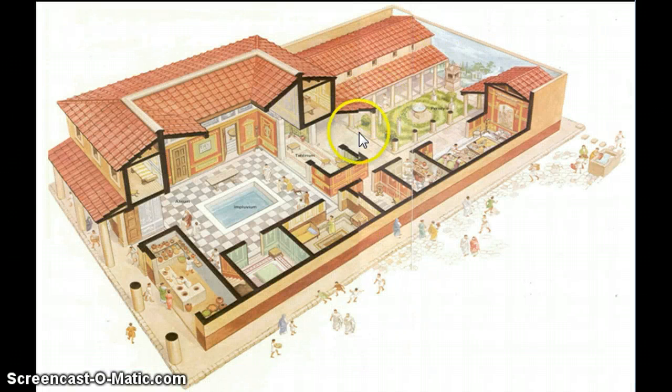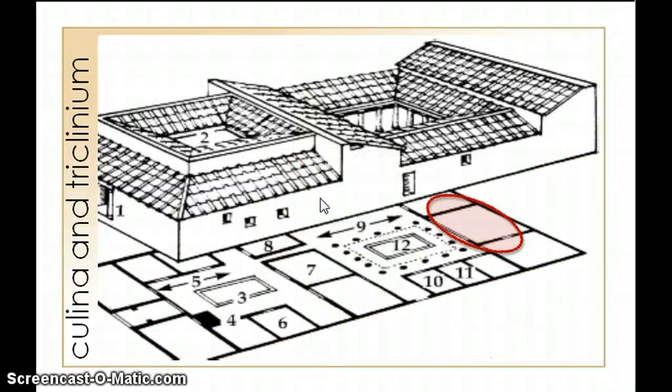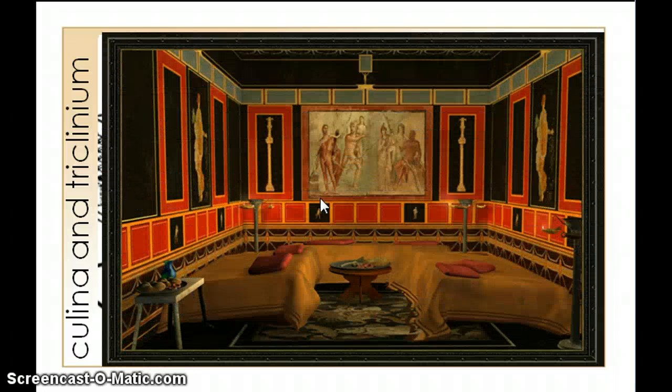So here's a nice picture of the hortus. Next to it, the triclinium. And let's take a look at that. First off, the culina, the kitchen, the great stove you have, not an oven, but a stove, putting the wood underneath and letting the fire burn. And then, of course, the triclinium, or the dining hall.